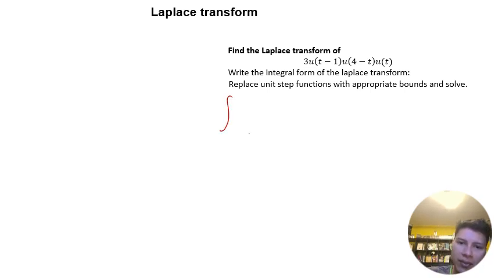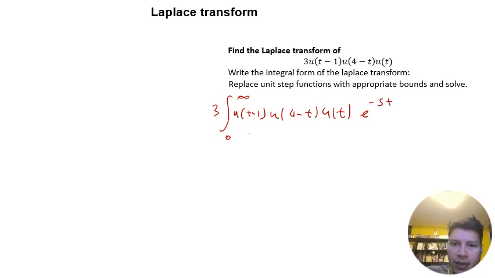So you basically have from 0 to infinity 3 u of t minus 1, u of 4 minus t, u of t, e to the negative st. So this one is 0 whenever t minus 1 is less than 0, which means that whenever t is less than 1.